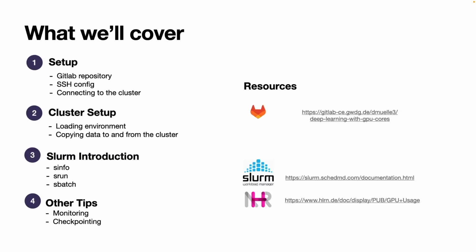So we'll cover briefly the setup, how to clone the GitLab repository, how to configure your SSH connection, how to connect to the cluster. Secondly, we'll look at the setup on the cluster, so how to load any environment that you need to run a Python code, and also how to copy your data to and from the cluster. Thirdly, we'll look at how to execute the scripts. So I'll give you a brief Slurm introduction and I'll cover the commands sinfo, srun, and sbatch. Lastly, we'll look at any other tips concerning monitoring and checkpointing.